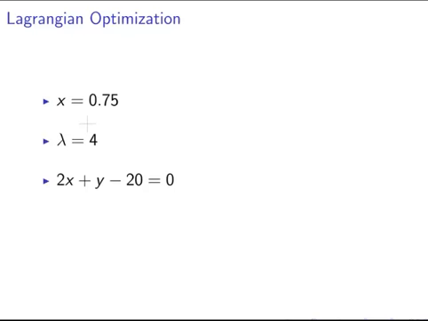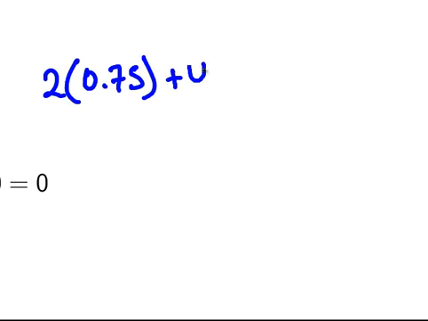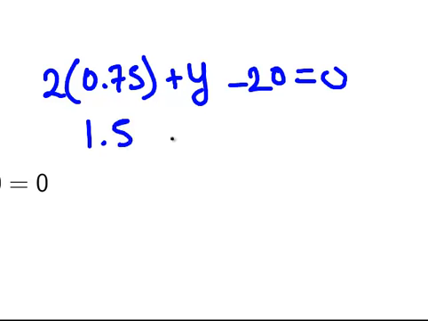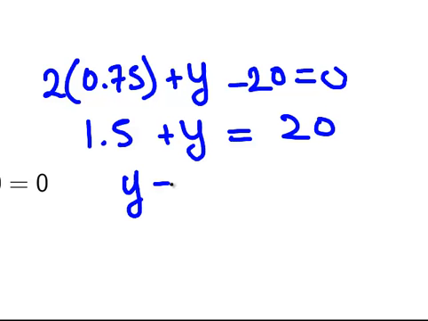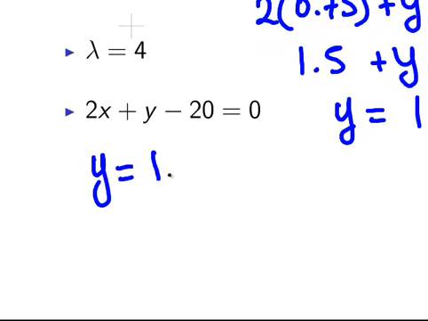So, 2 times 0.75 plus y minus 20 equals 0. So 1.5 plus y is equal to 20, just bringing the 20 to the other side. Subtract 1.5 from both sides, we get y equals 18.5. So now we know x, y, and lambda.